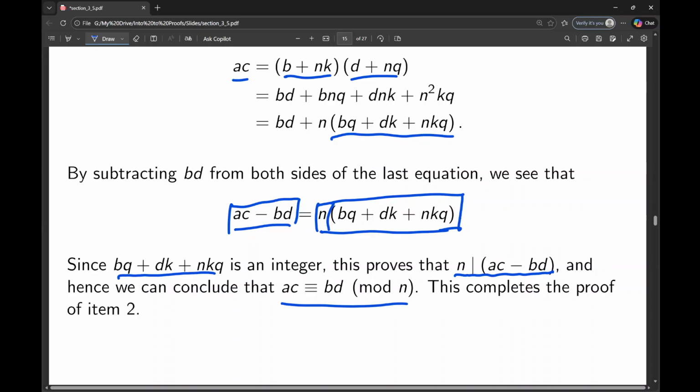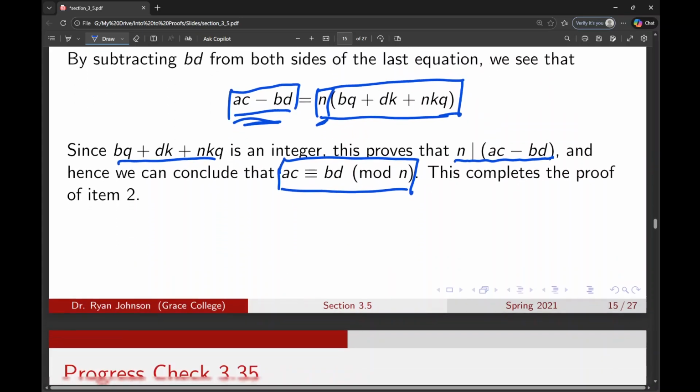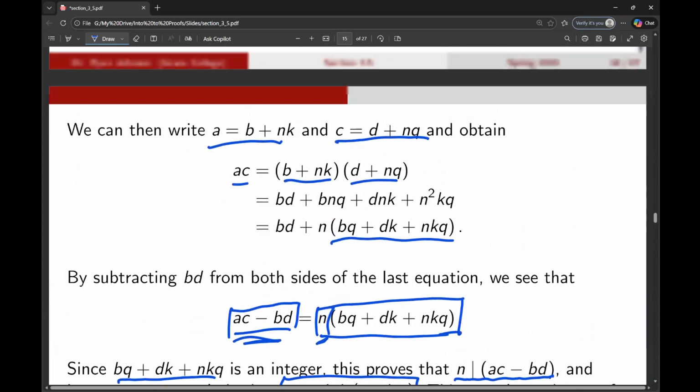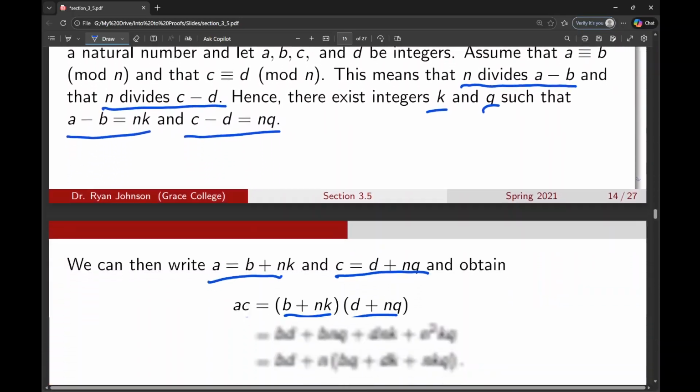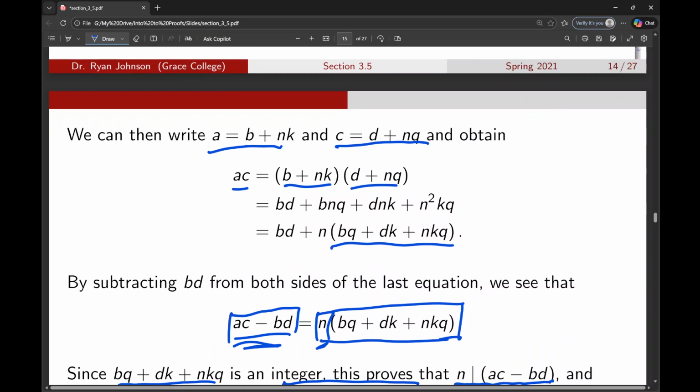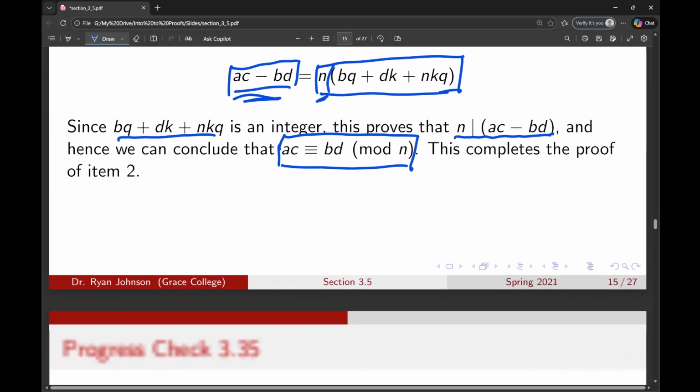So that means we get back to the AC minus BD, right? This is kind of where going backwards helps. I wanted to show that n divides AC minus BD, so I needed this equation, and I worked towards that. All right, so that is an example of how to do these proofs with modulo. Unpack the hypothesis, unpack the definitions, do the algebra you need, and then repackage.